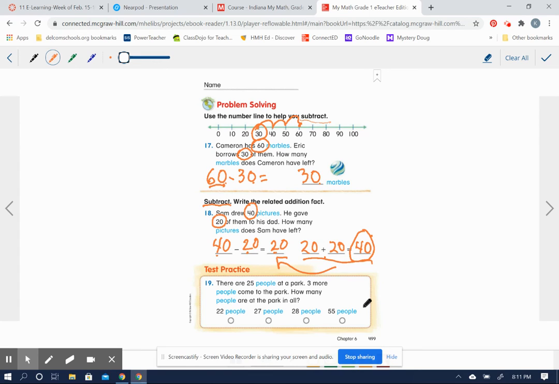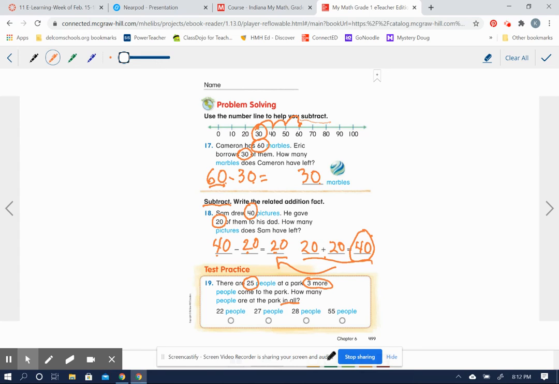Okay, here's another story for us. There are 25 people at a park. 3 more people come to the park. 3 more join them. Okay, to join, are we going to add or subtract? 25 people are there. 3 more join them. How many people are in the park? In all is another key word there. I hope you're thinking this is addition.